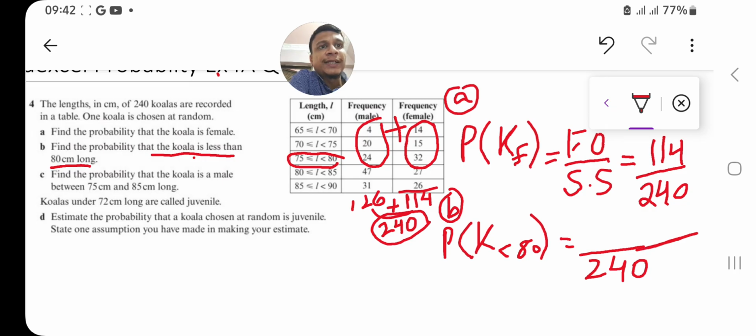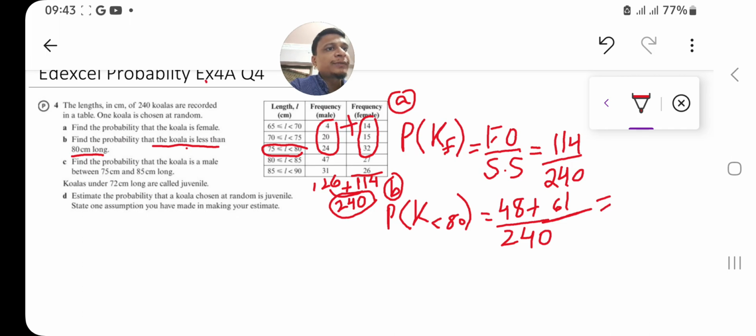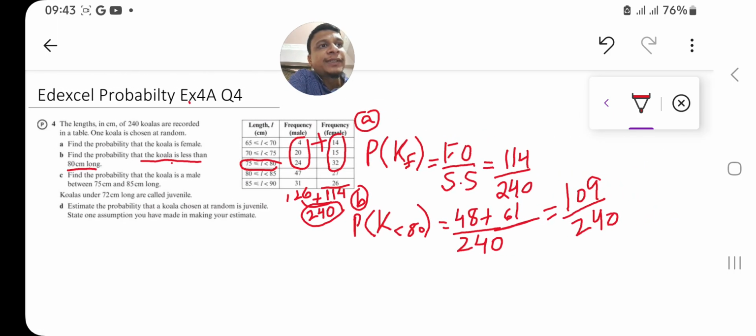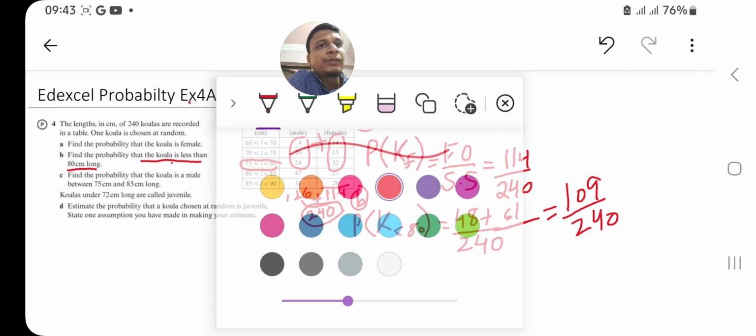So here you see, when you add these males, 4 plus 20 plus 24, this becomes 48, plus now we will add all the koalas less than 80 for females. When you add these koalas, 14 plus 15 plus 32, you will get 61. Okay, so this becomes 109 divided by 240.